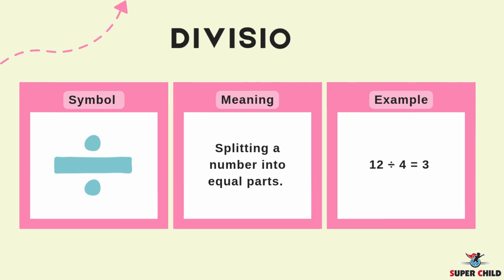Next we'll see is division. So splitting a number into equal parts is called division. For example, 12 divided by 4 is equal to 3. And the symbol of division is this sign.